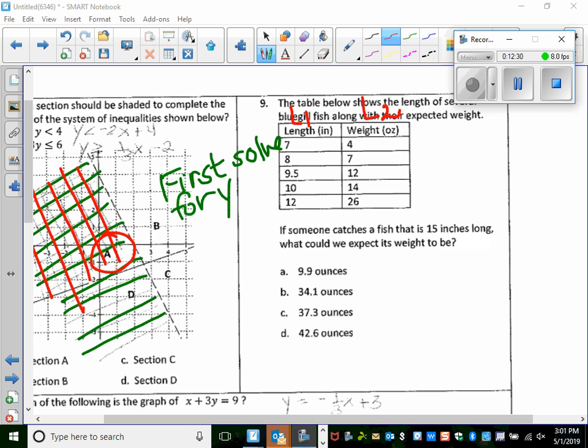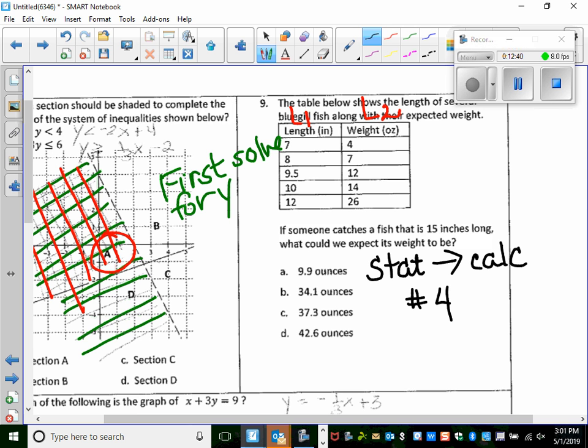So after you have in your data, you're going to go stat again. You're going to go over to calc at the top. And then you're going to just press number 4. Okay, and then just keep hitting enter until you get your equation. Okay, now I don't have it written down, so I would like for somebody to tell me what the equation is. Y equals, and let's just go out 2 decimal places.